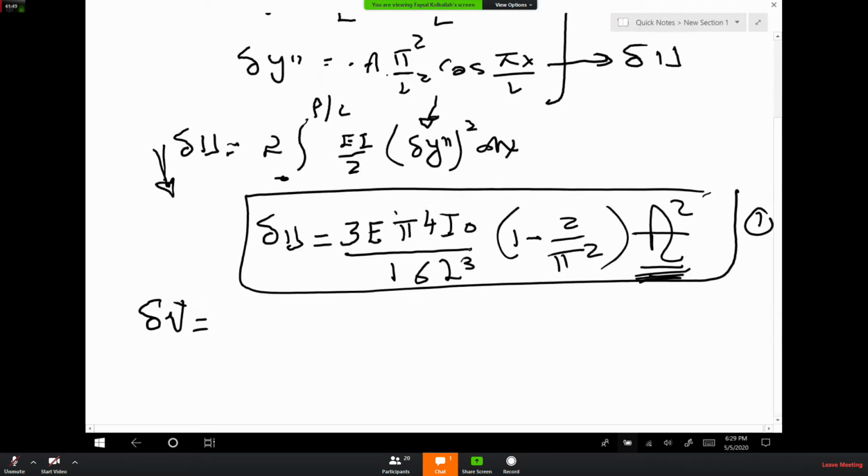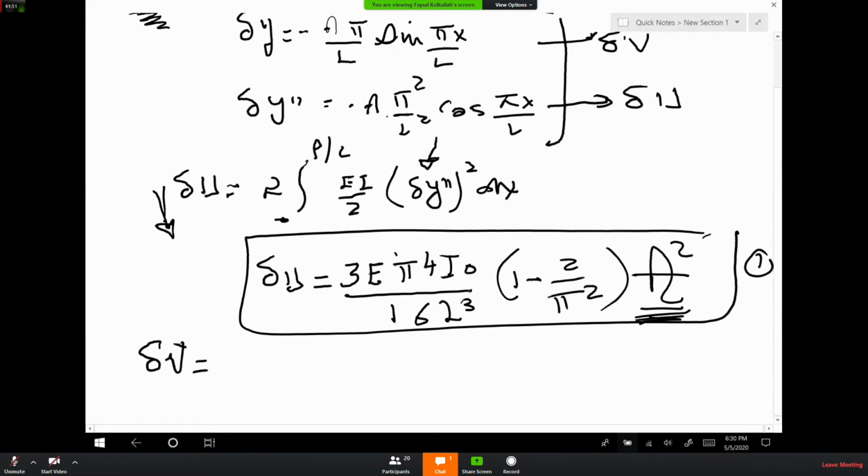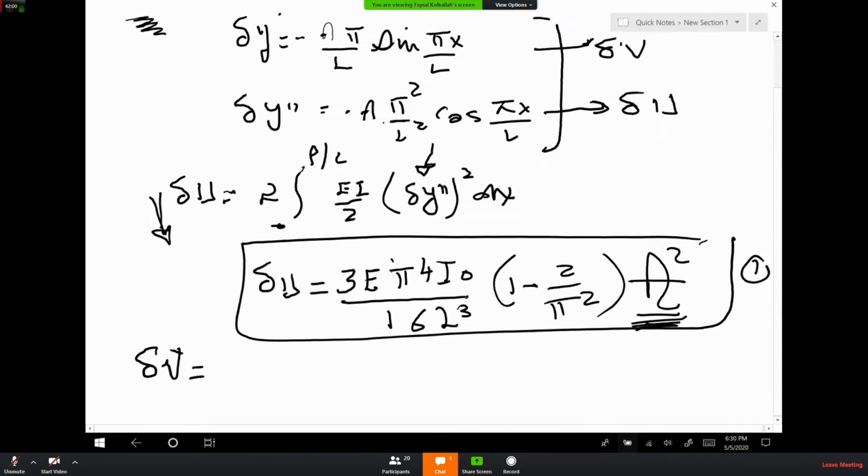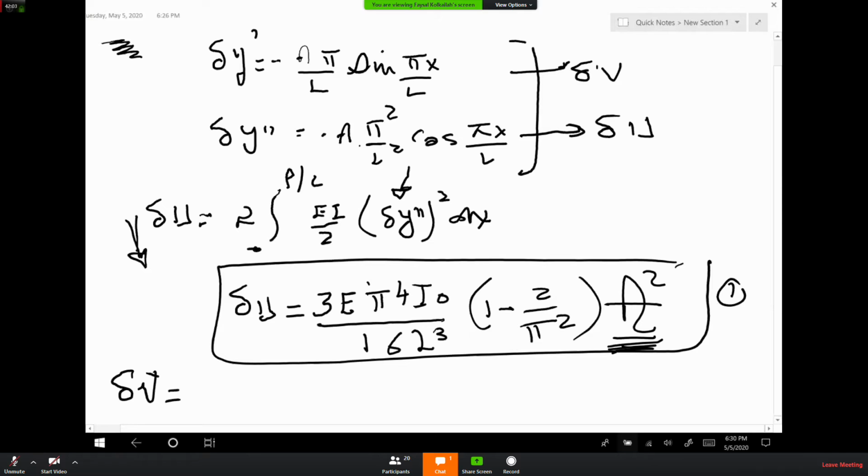Why did you only integrate to L over 2? It's easier. I took advantage of the symmetry, because for this problem the axis is in the middle, not from the top. Why can we use symmetry if our I is not constant? The fact that I is not constant means I stays inside the integration. Okay, thank you.